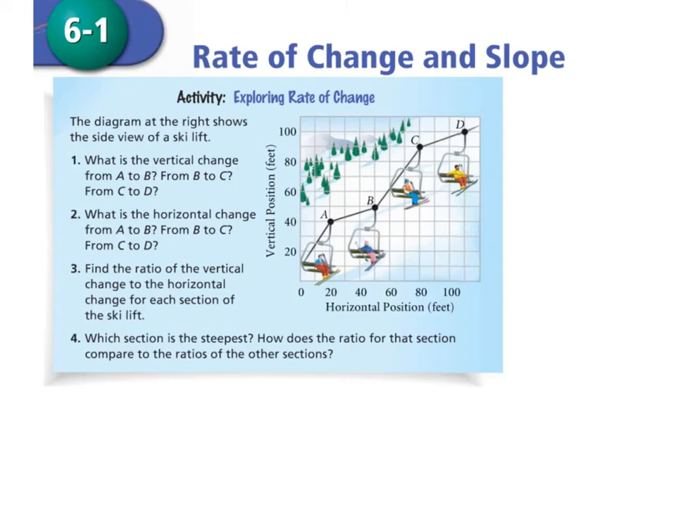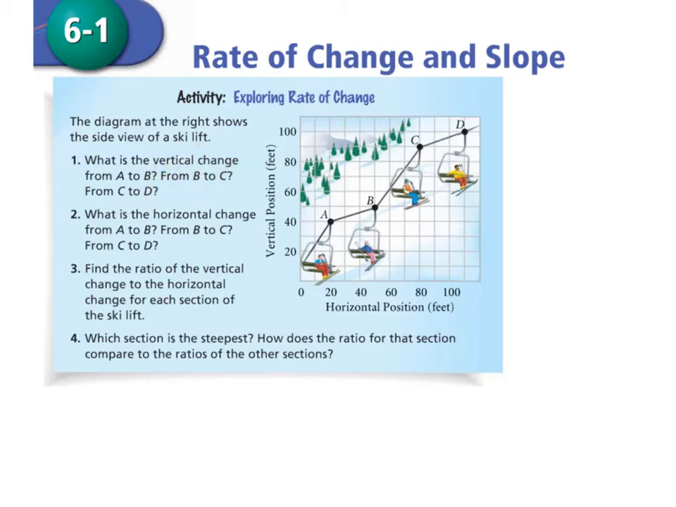Alright, this next part, I just want you to watch. You do not need to copy any of this down. So let's watch and look at this together. It says, the diagram at the right shows the side view of a ski lift. Notice that the vertical position is in feet, the horizontal position is also in feet. What is the vertical change from A to B, from B to C, and from C to D?